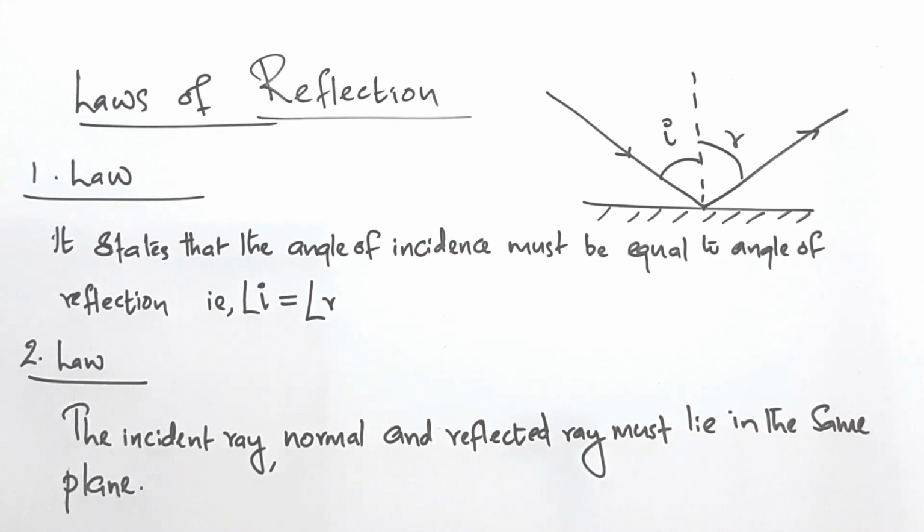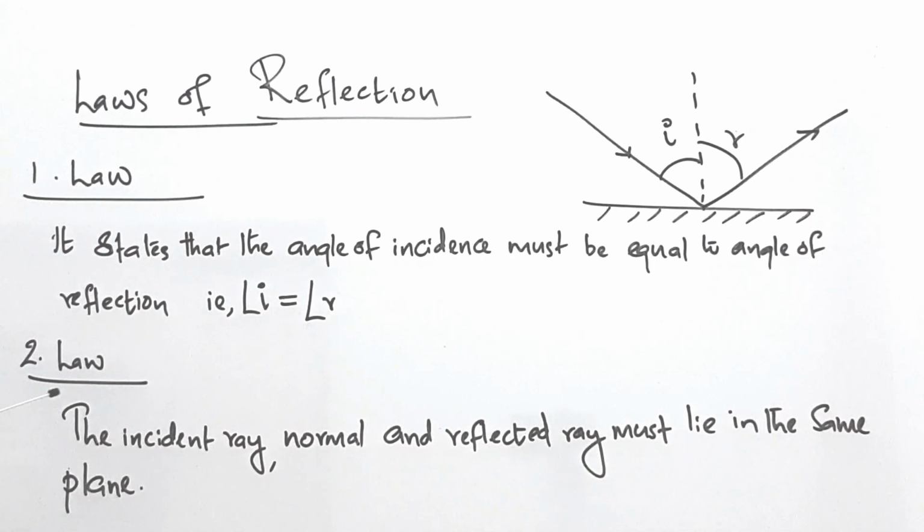Light shows various phenomena. In order to confirm a phenomenon as reflection, it should obey certain laws. These laws are called laws of reflection. First law. The first law states that the angle of incidence must be equal to angle of reflection. That is, these two angles should be equal. If the first condition is satisfied, then we have to check whether the second law has been obeyed or not to confirm that the phenomenon is reflection.